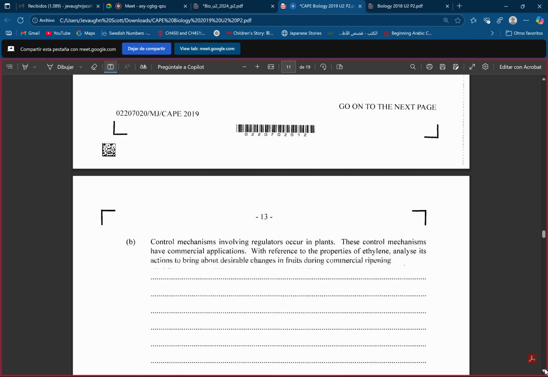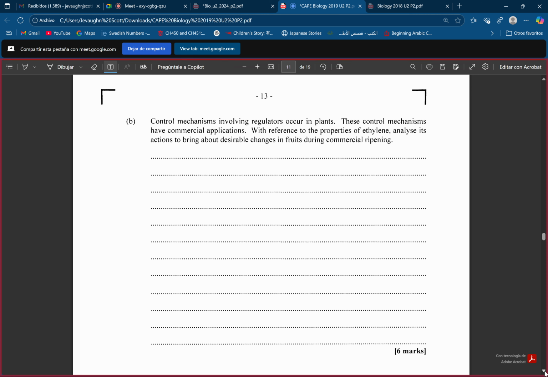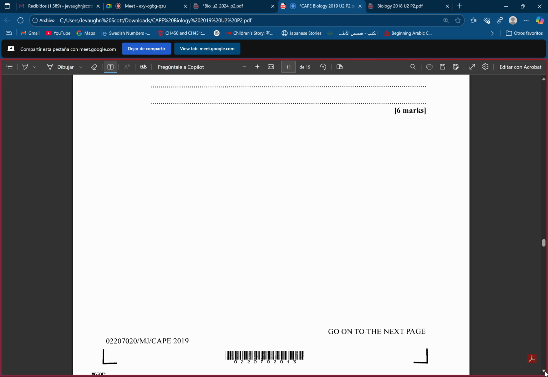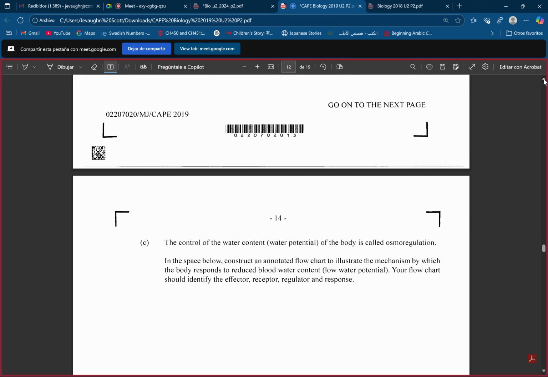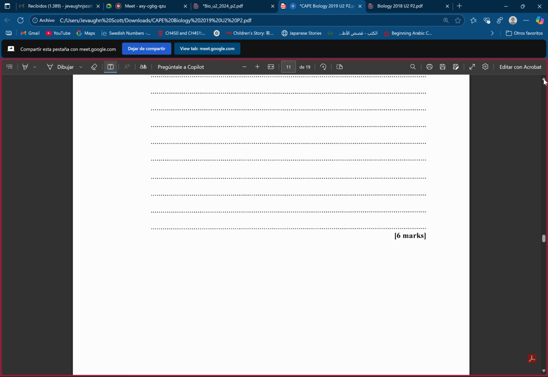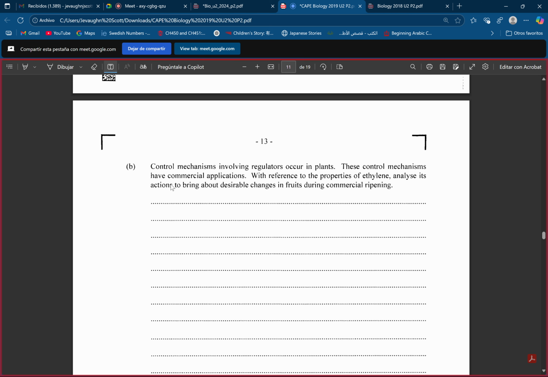All right. So I think this is the last question before module 3 and before we take our break. I think so. Let me check. Is it? No, it isn't. All right, but let's complete these two. I think it's still question 2B. Control mechanisms involving receptors occur in plants. These control mechanisms have commercial applications. With reference to the properties of ethylene, analyze its action to bring about desirable changes in fruit during commercial ripening. Go ahead.